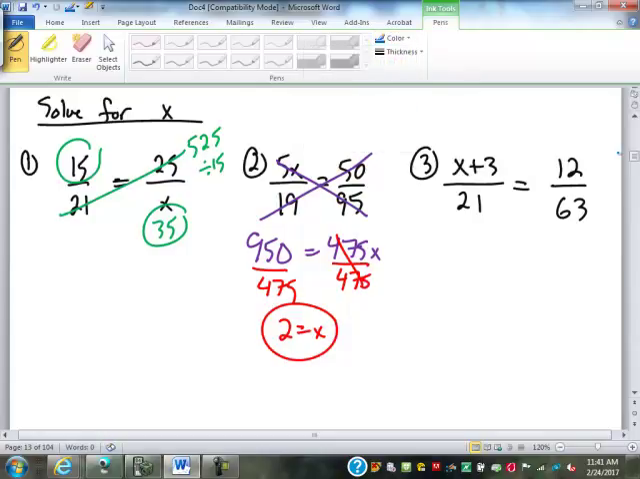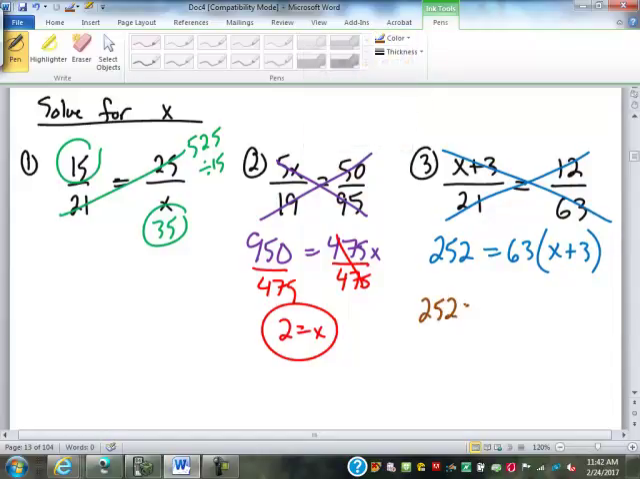And this last one's probably the most difficult of the 3. We've got the 21 times 12, which is 252. Then going this way, we've got x plus 3 times 63. I'm going to write it out here: 63 times x plus 3. So the 252 isn't going to change yet. We have to distribute the 63.